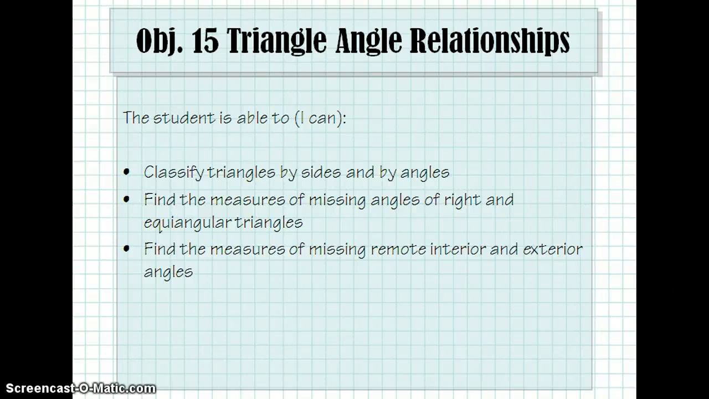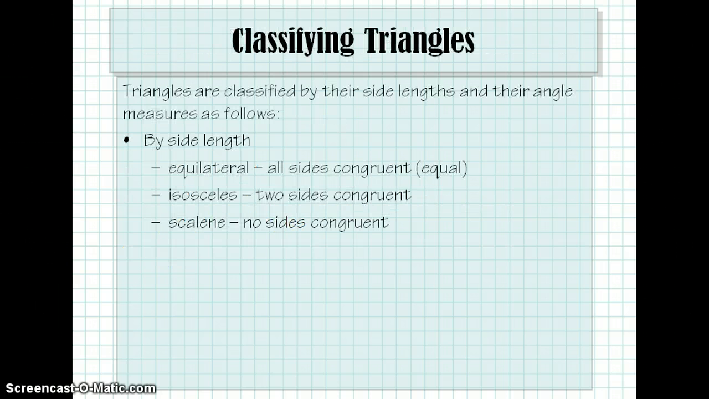The next chapter we're going to be looking at is talking about triangles. And so at the beginning of this, we're going to talk about the angle relationships in a triangle and around a triangle. So before we can do that, we need to review how we classify triangles. Now there's two ways we classify them, by their side lengths and by their angle measures.